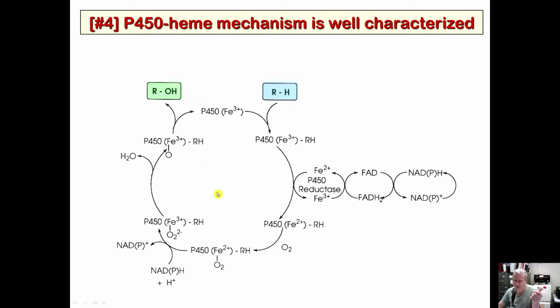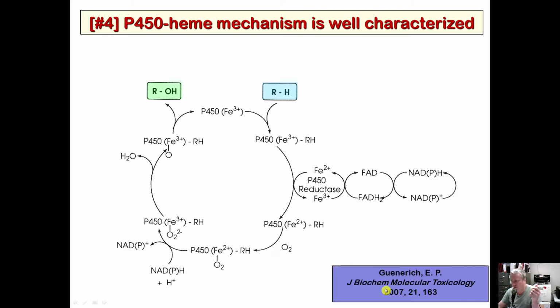Some of this is better understood than other parts. One paper, if you're interested in the mechanism of this, or if you're a biochemist, is J. Biochem Molecular Toxicology 2007, which talks about these steps in a little more detail. And there's other literature on this.